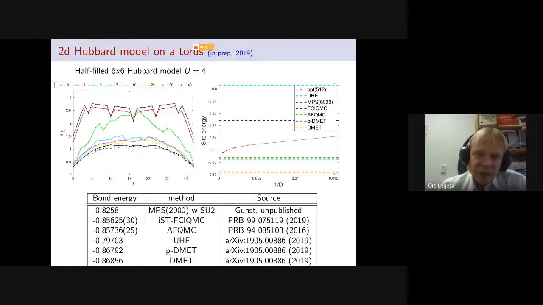I just selected this 6x6 Hubbard model at u equal 4 because there are published data in the literature. Like full CI QMC, AF QMC, PDMAT, and DMAT, shown by the dashed lines, these different methods. Of course, many of these are not variational, so we have to keep this fact in mind as well. And then we can see the DMRG optimized basis with this red curve, as a function of bond dimension.